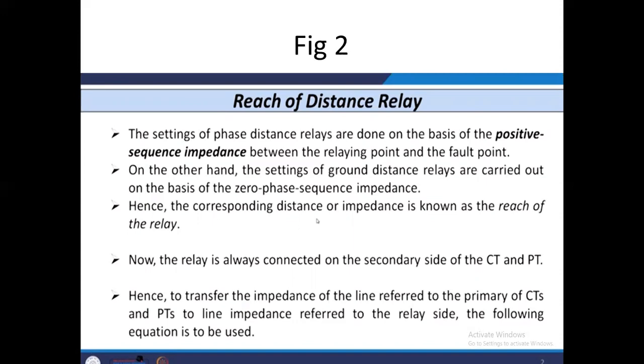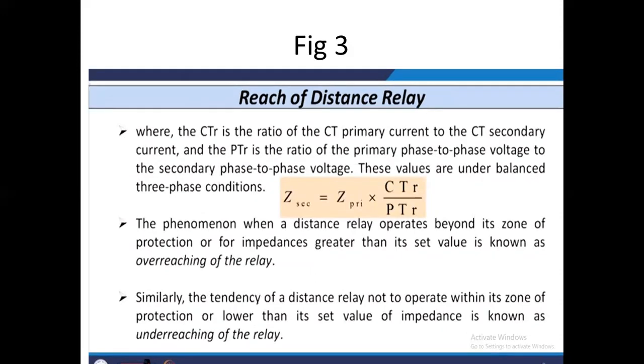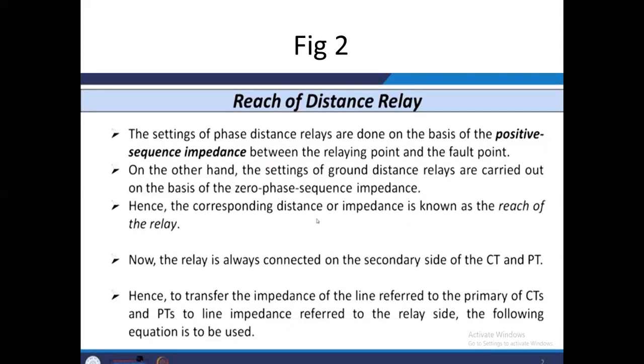So for example, let us assume that the line value is 5 plus j15 ohm. If you convert this value to polar form, it is roughly 15.8 angle 76 degree, since tan inverse of 3 is around 76 degree. If the CT ratio is, let's say, 1000 by 1 ampere, and the PT ratio is, let's say, 132 kV by 110 volt, then this impedance of the line is called the impedance on the primary side. Now whenever we connect the relay, the impedance seen by the relay is known as the secondary side impedance.